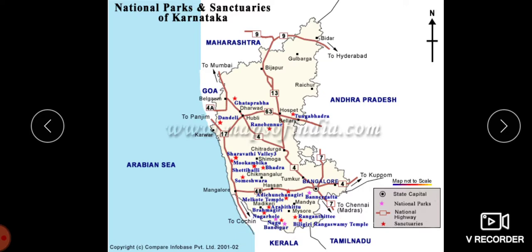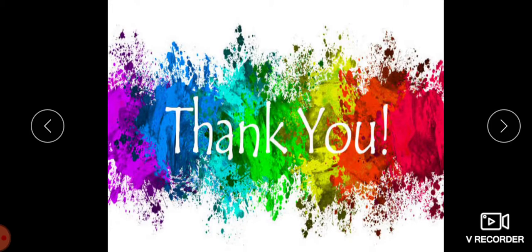With this, we finish up the chapter on climate, soils, natural vegetation, and animals of Karnataka. Thank you, children.